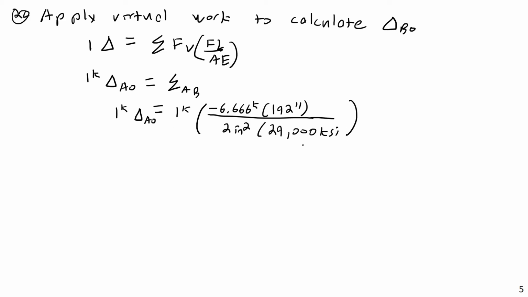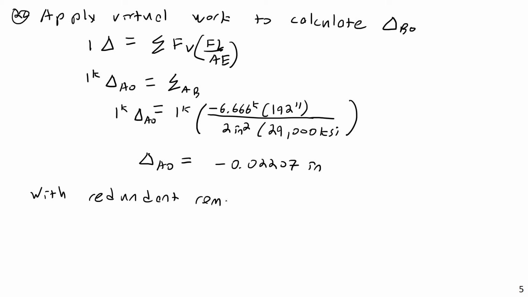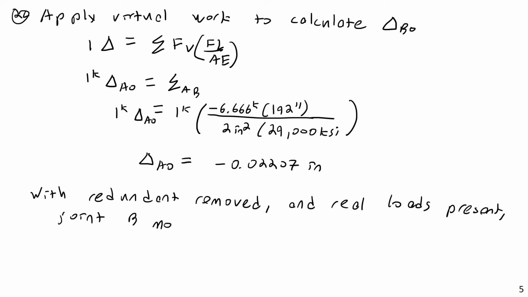And so then multiplying that out, you can find that delta B naught is equal to negative 0.02207 inches. So with the redundant removed and real loads present, joint B moves 0.02207 inches to the left.